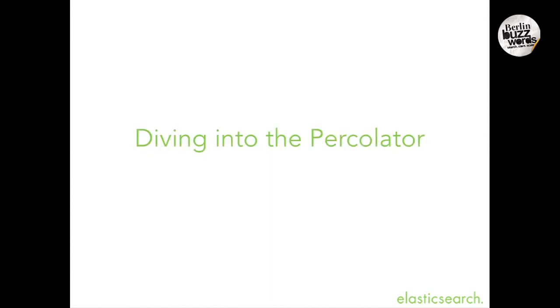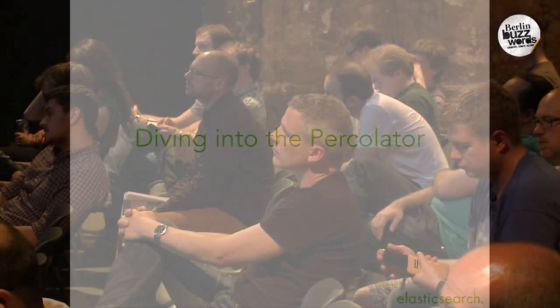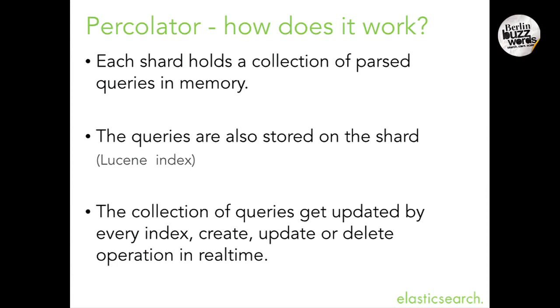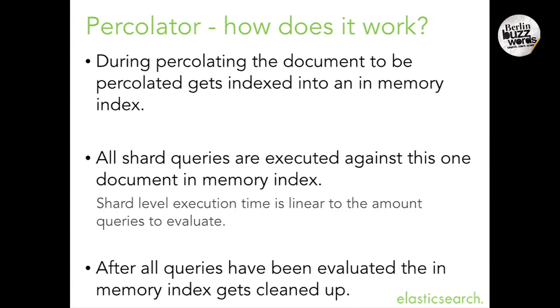Okay, so we found out what the percolator is and what it's useful for. Now let's dive into how it actually works. So the percolator, when you index a query, stores the document on disk, it's there. But it takes the query you've defined in a document, parses it, and stores the parsed version of it in memory. And that happens in real time. So whenever you're adding or changing queries, that happens in real time. There's a collection of queries that's around there.